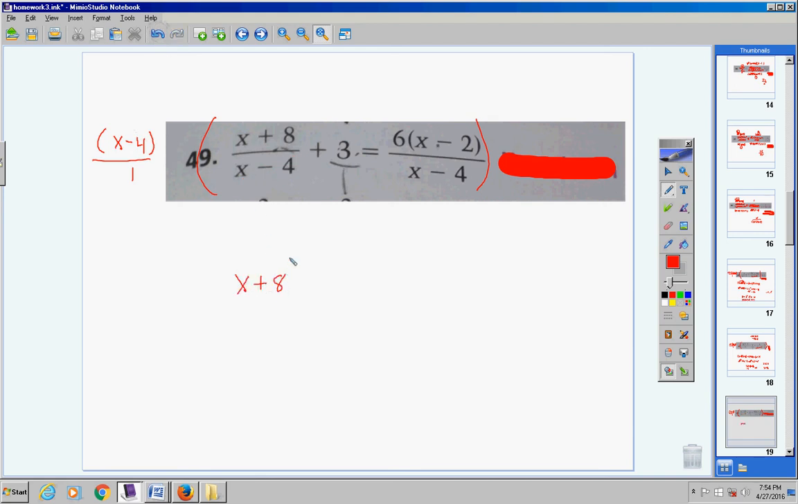Then next I have a positive 3 times x minus 4 over x minus 4, which leaves you with the 1. 1 times 6x minus 2 is just 6x minus 2. We got a simple linear equation to solve this thing, no problem. x plus 8, multiply your 3 through, plus 3x minus 12 equals 6x minus 12. Now let's simplify over here. x and 3x is 4x. 8 minus 12 is negative 4.